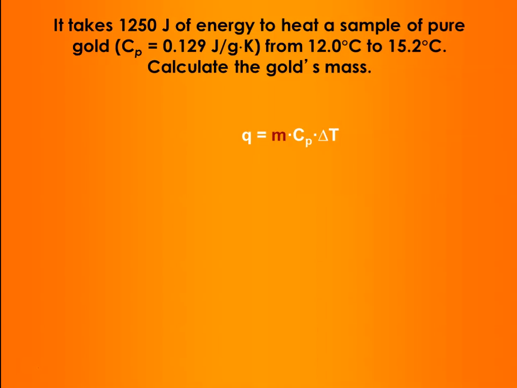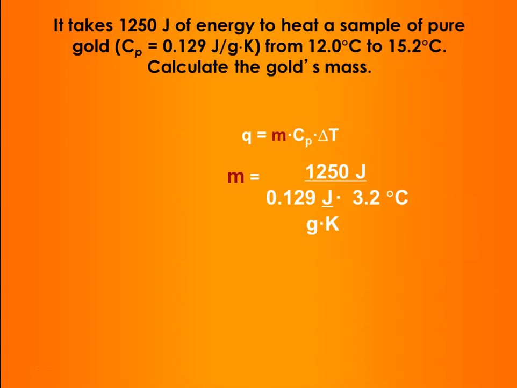So if we want to solve for m, we want to bring Cp and delta T underneath Q. m would be equal to Q over Cp delta T. So my Q would go on top, the 1250 joules. My specific heat would go in the denominator, the 0.129, and my temperature change, which would be 3.2 when I subtract those two temperatures, would go as well in the denominator.